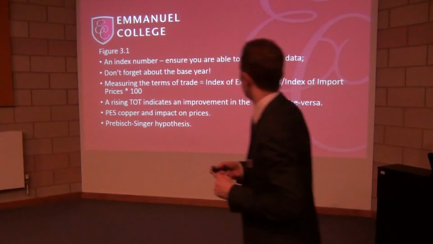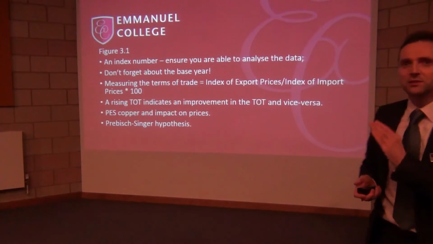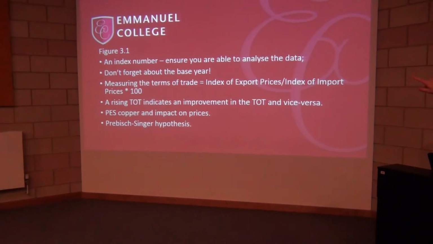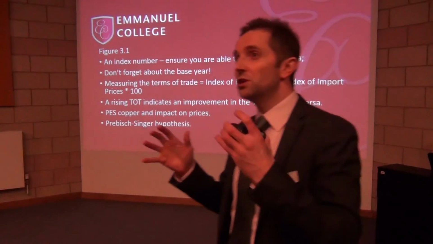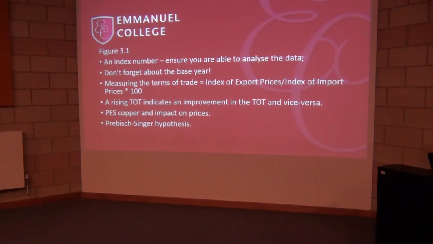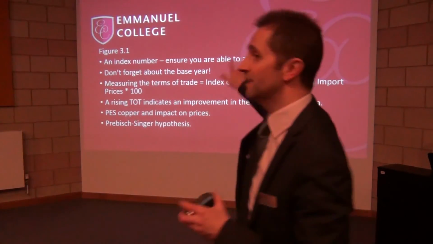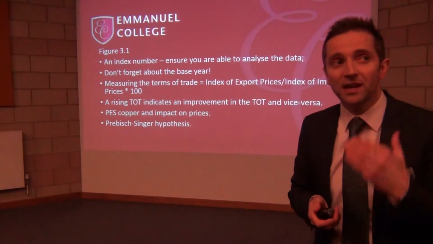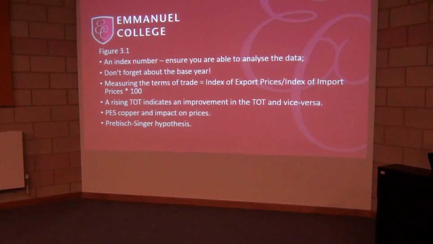So index numbers. You need to be able to do all of these things. Don't forget about the base year. You need to know what the equation is for calculating the terms of trade index. So it's the index of export prices divided by the index of import prices times 100. If it rises, so if it goes from 100 to 150, that's an improvement in the terms of trade. If it falls, it's a deterioration. And again, you don't need to get too technical about this, but to simplify, it's the price of exports over the price of imports.